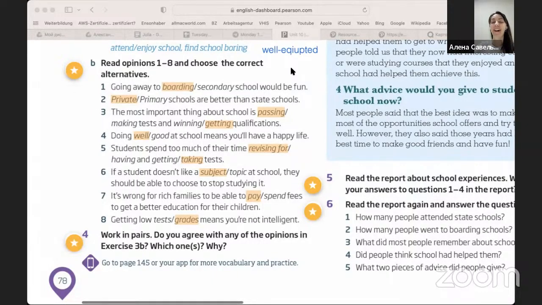I don't know. Passing the test. Maybe yes. I think it's a big goal for all schools. For all schools, yes. And the teachers are giving a lot of information for passing the test and for getting qualifications.